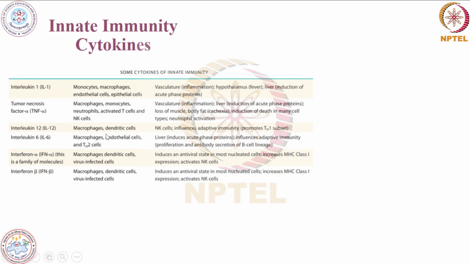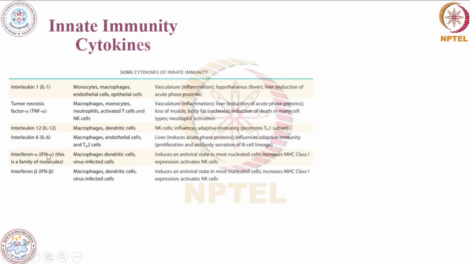It is released by macrophages and dendritic cells. And this helps in the activation of natural killer cells, and it influences the adaptive immunity by promoting the TH1 subset. And there is interleukin 6, which is produced by macrophages and endothelial cells. It is also responsible for influencing the adaptive immunity.